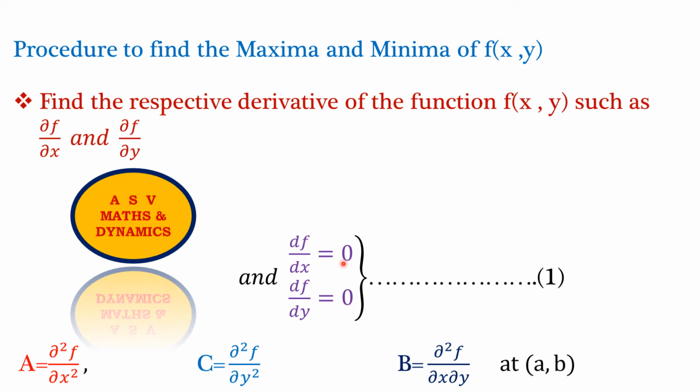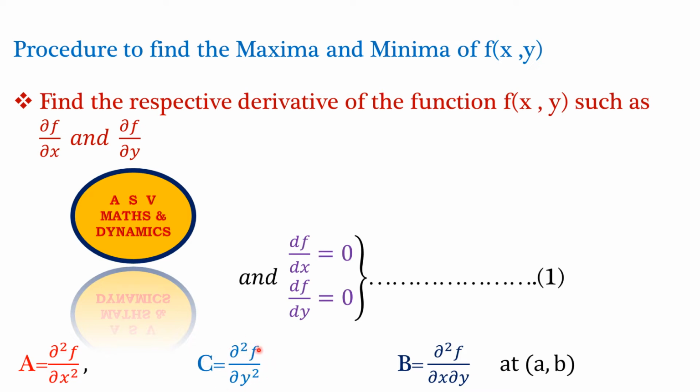Then you have to equate to 0: the derivative with respect to x equal to 0, the derivative with respect to y equal to 0, and then you have to find the points. After that you find the second derivatives. With respect to x, you get dou squared f by dou x squared, which is called a. And if you differentiate once more with respect to y, you get the second derivative, and this is the c.